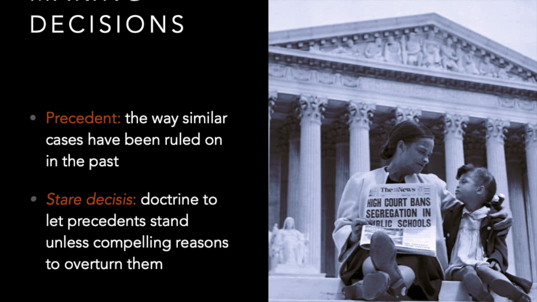And I have a picture here from Brown versus Board of Education, 1954, a Supreme Court case that actually did overturn a previous Supreme Court case, Plessy versus Ferguson from 1896. If you recall, the Plessy decision had decided, the Supreme Court had decided, that separate but equal facilities were okay, which led to segregation throughout the South in the United States.